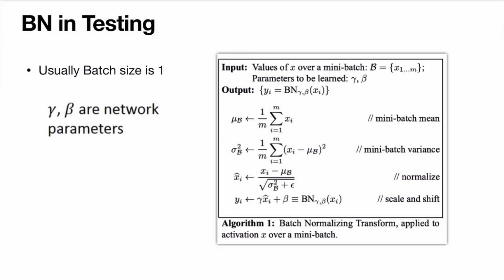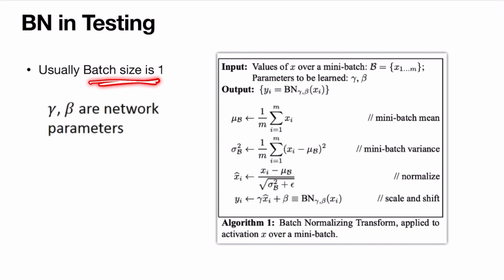Now let us see how batch normalization works during testing. Usually the batch size is 1 in testing. During training, for calculating the statistics, we have the mini batch size. It can be some m, it can be 32, 64, 128, powers of 2 usually. But during testing, the batch size usually is 1. We pass only one element and we get the output. That is how you actually test any model.